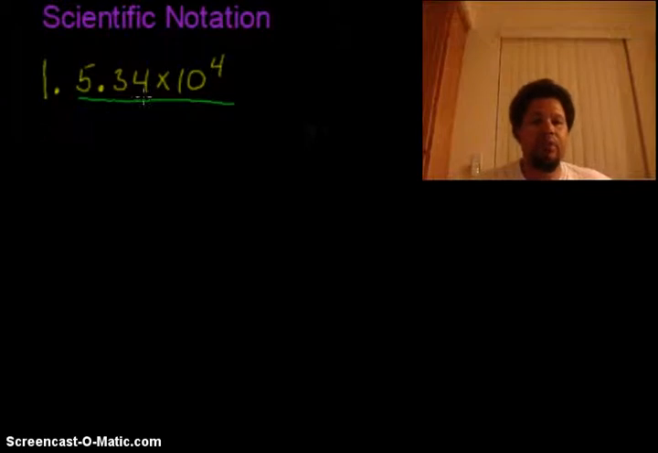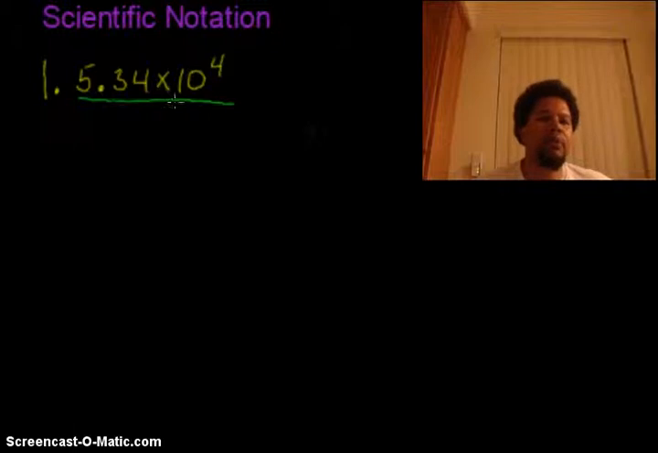This number over here on the left of the factor of 10 has to be between 1 and 10. So sometimes you'll see whole numbers, but most of the time you'll see some form of decimal number that's between 1 and 10. So you'll never see something that's 11, 12, 20, 1000. If you do, it's not scientific notation.